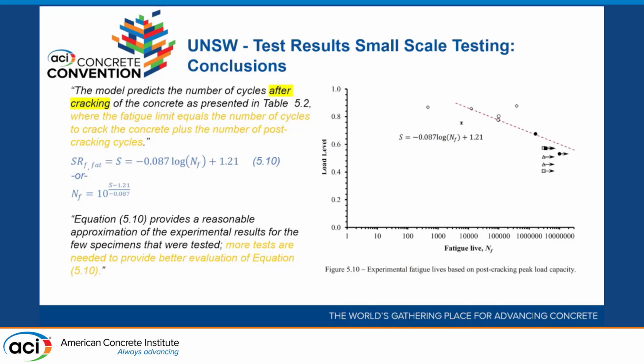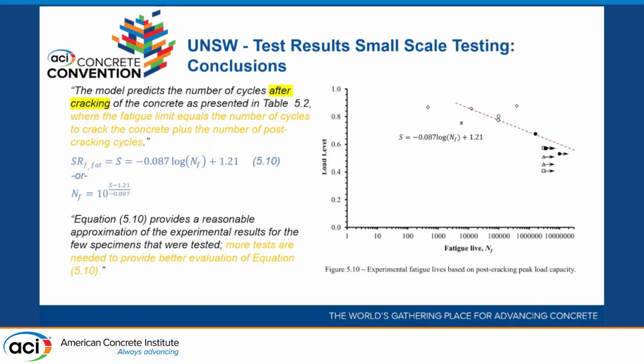So this is the result of the University of New South Wales. This is after cracking, so after cracking, this is the curve fit. This is the equation that we get. Again, based on the number of cycles that you want, we can predict the amount of stress per cycle to live to those number of cycles, or conversely, given a stress level, we can predict the number of cycles that section can carry at each cycle.